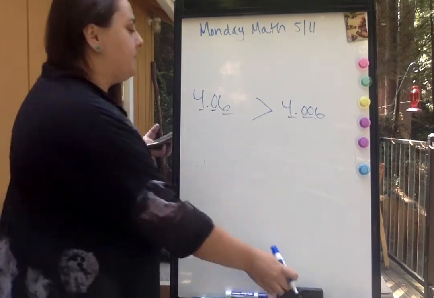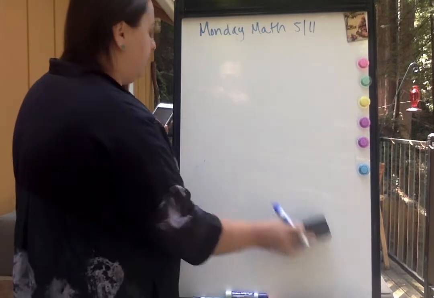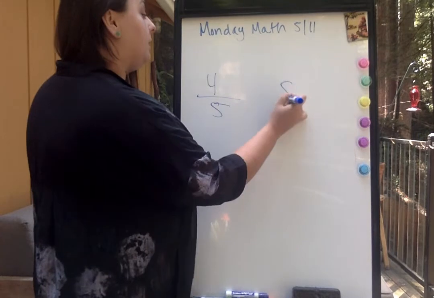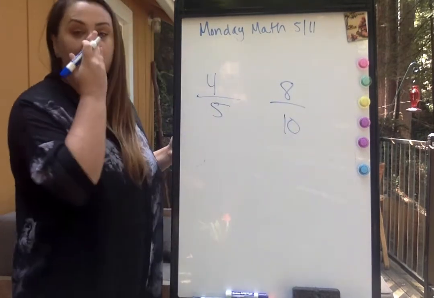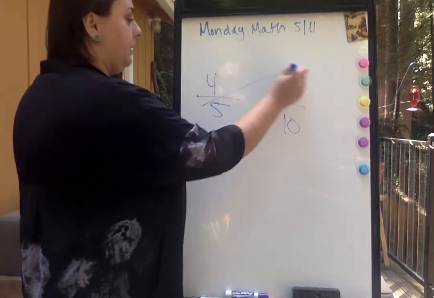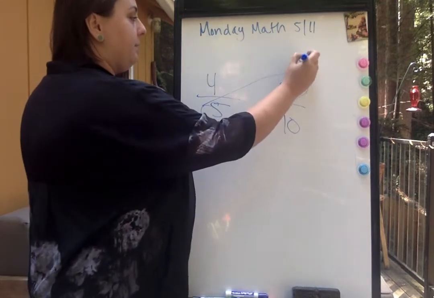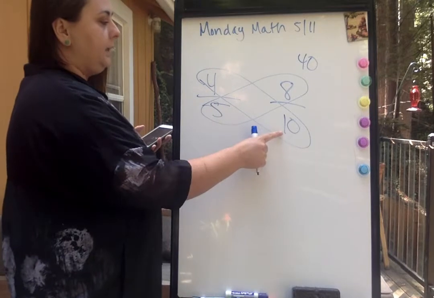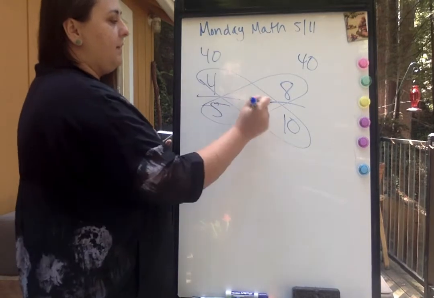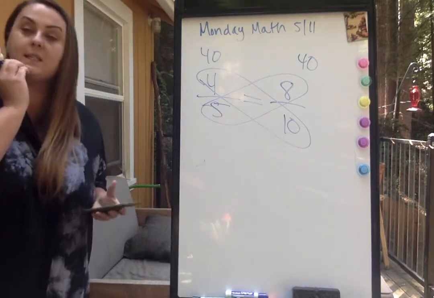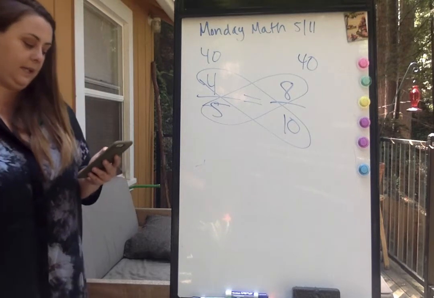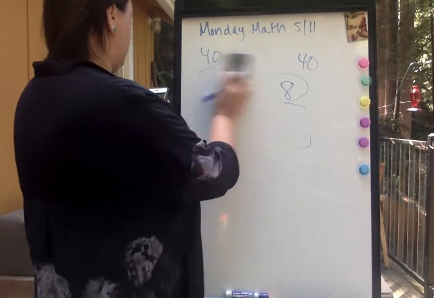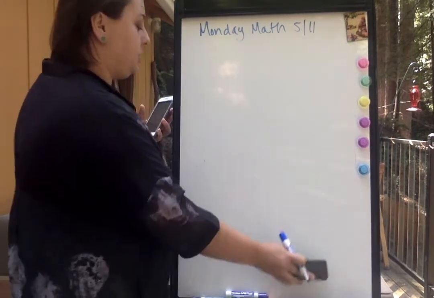Here we're going to compare some fractions. You can simply use the butterfly method, or you can find a common denominator. The butterfly method tends to be a little bit easier. So 5 times 8 is 40, and 8 times 4 is 40. That means these are equivalent fractions. Equivalent meaning equal. Now we're going to simplify the fraction. I'm going to show you a trick.